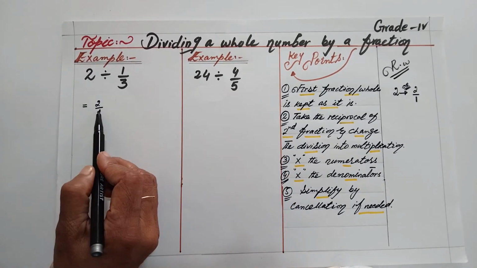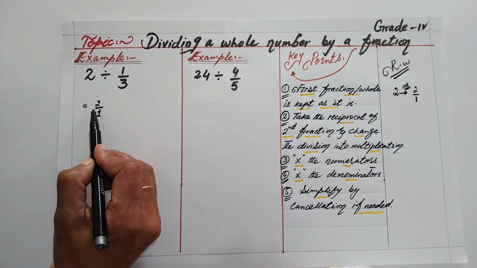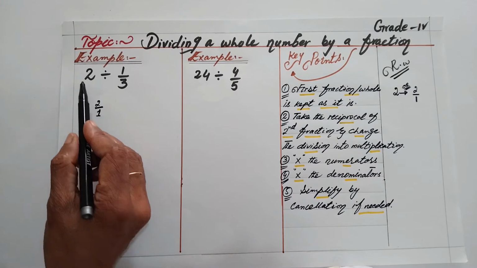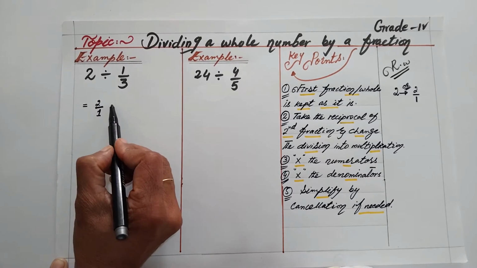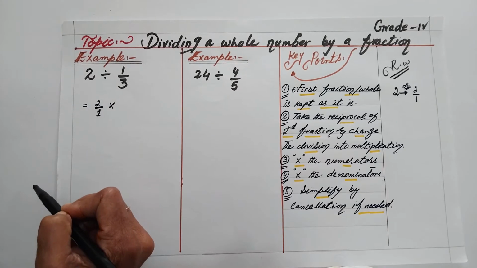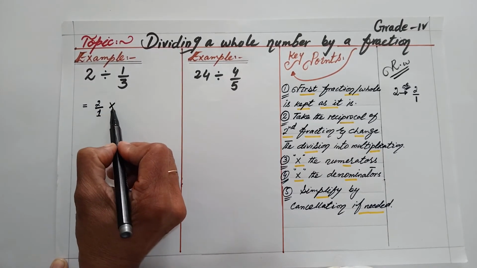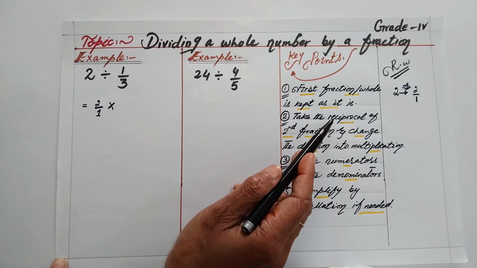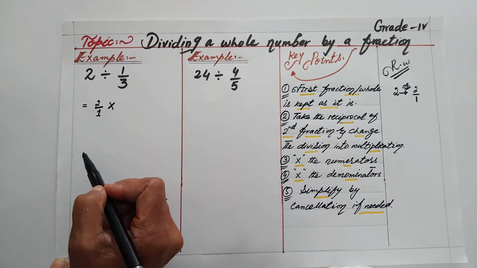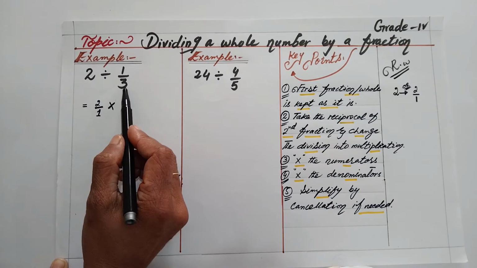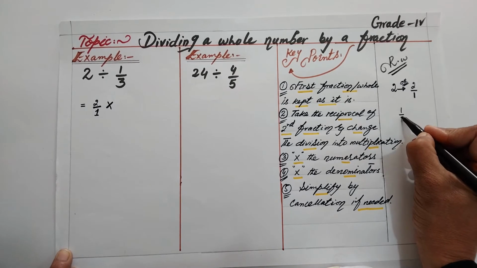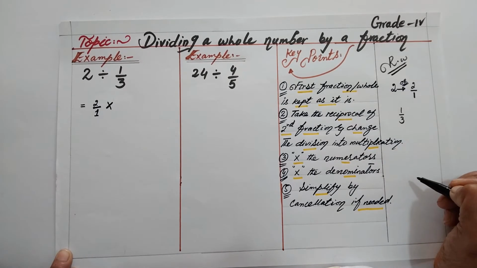2 will be as it is, and why am I saying that 2 will be as it is? Because 2 or 2 over 1 both have the same value. Then we will change the division sign into multiplication. This division sign is now converted into multiplication, and we take the reciprocal of the second fraction. What will be the reciprocal of 1 over 3? If 1 over 3 is the given fraction, then what will be the reciprocal?